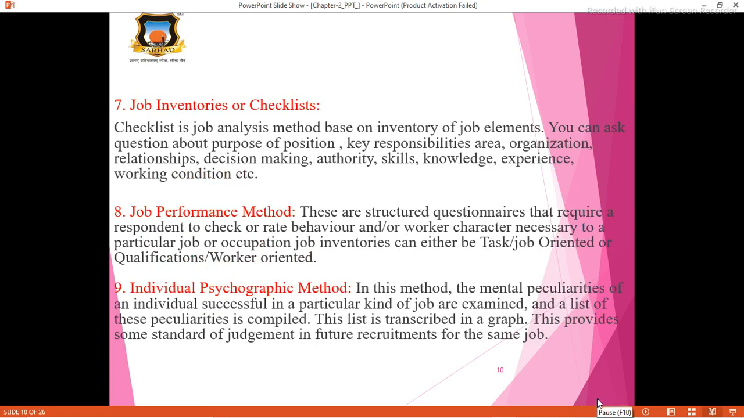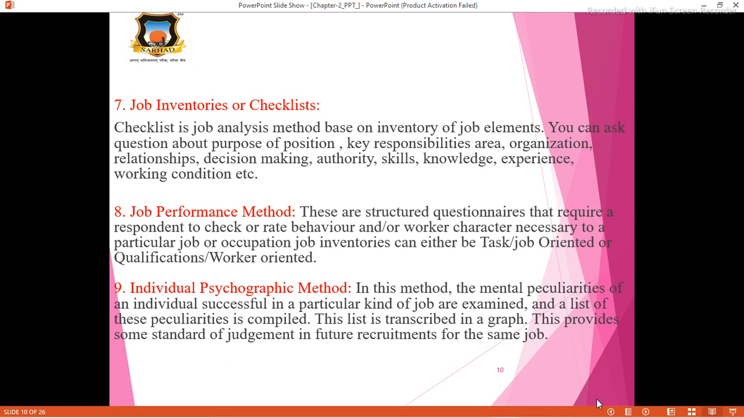The next method is job inventories or a checklist. In this method, a questionnaire is prepared to get the job information and it is circulated among all the job holders. The questionnaire asks the job holders to supply several types of information sought in a job analysis. It may, in addition, ask the immediate supervisors to examine and comment on the replies provided by the job holders.